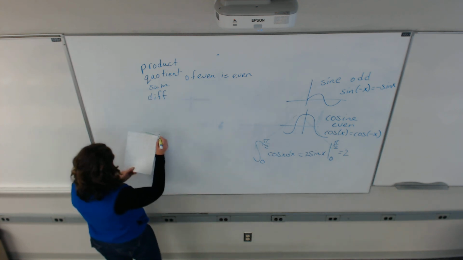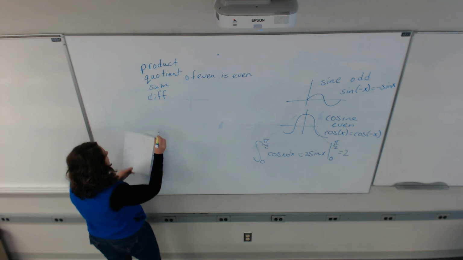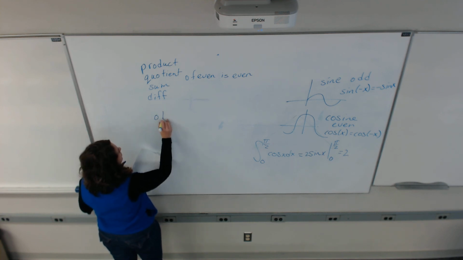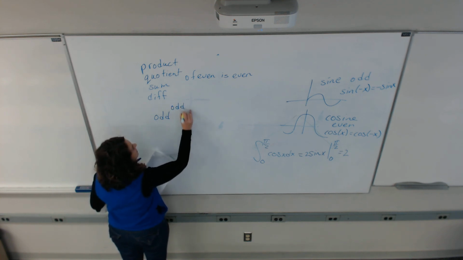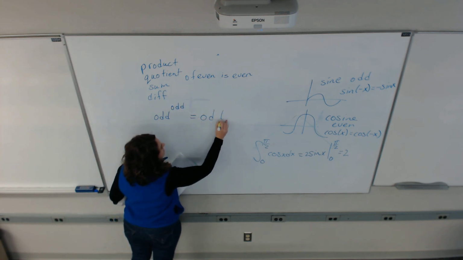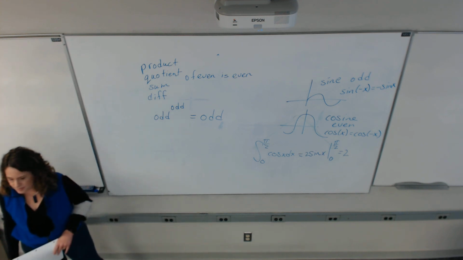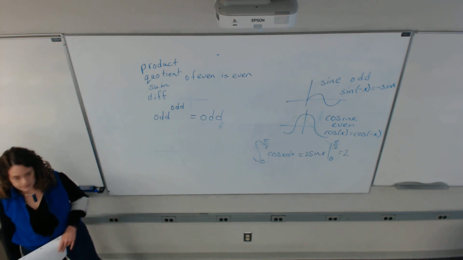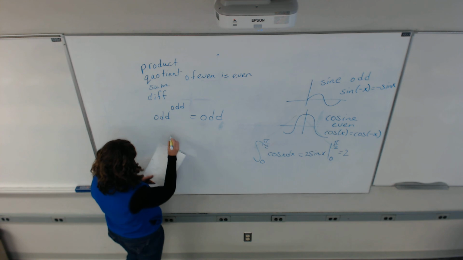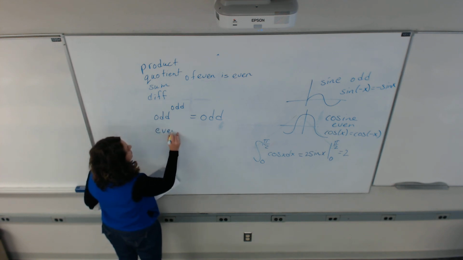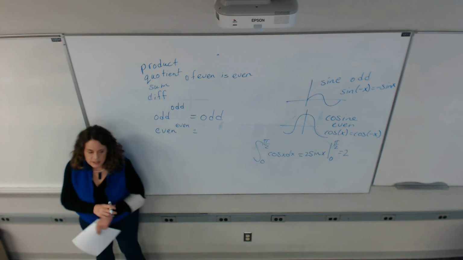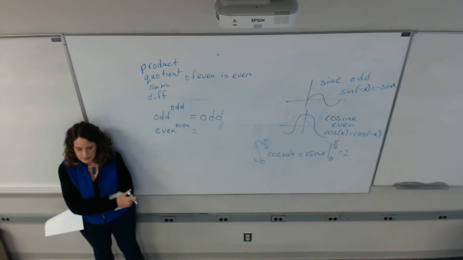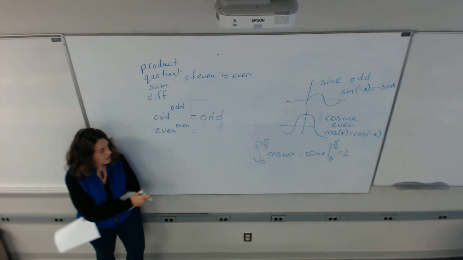What about raising them to powers? Powers are a little bit harder. Odd to odd is odd. All right? Odd to an odd is odd. What do you think even to an even power would be? Like if I took cosine of x to the x squared power. Should be even.